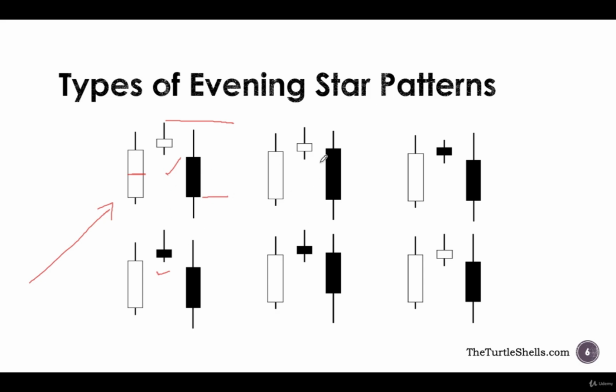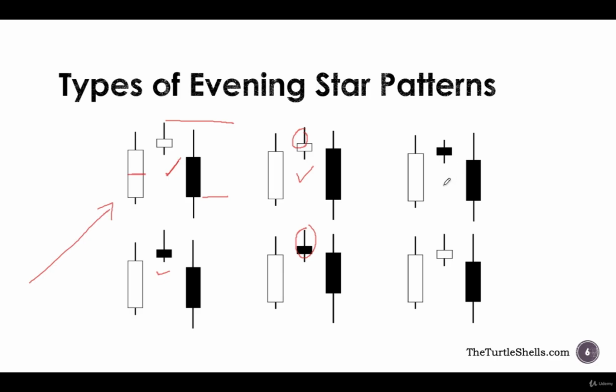What is the difference between this pattern and this pattern? In this case, the second and the third bodies are not touching, which is ideally what we want. In this case, the second and the third candle are touching, and probably the first and the second are also touching. Okay? So that's the difference between these two patterns. If we look at these two patterns, it's just that the color of the middle candle is different.